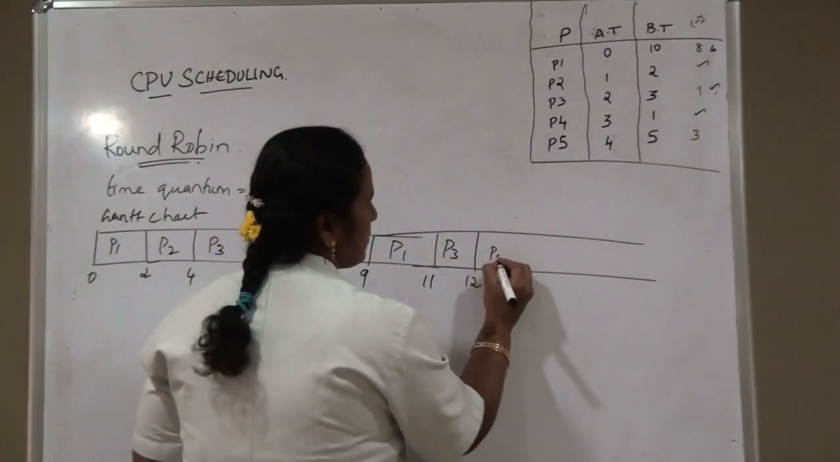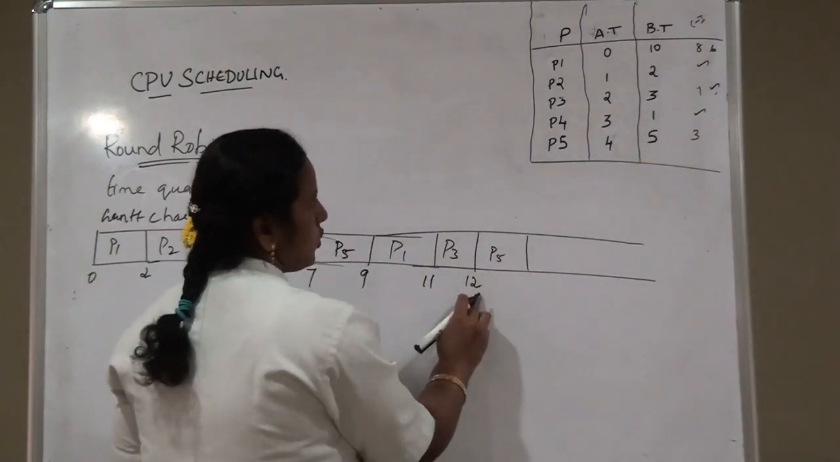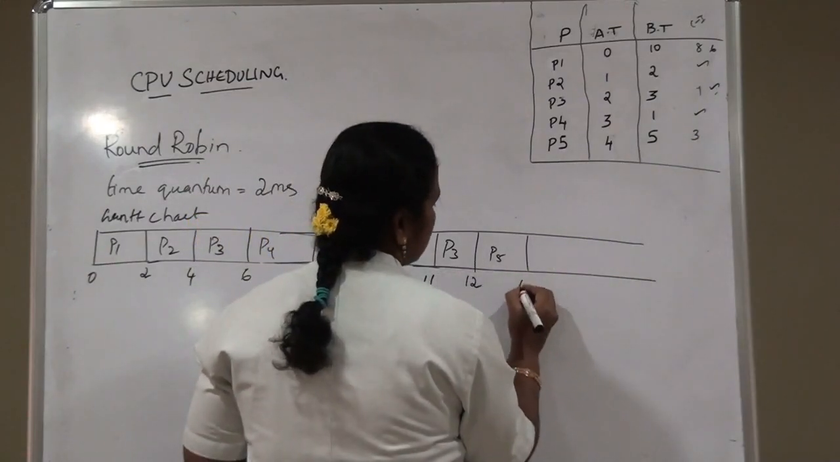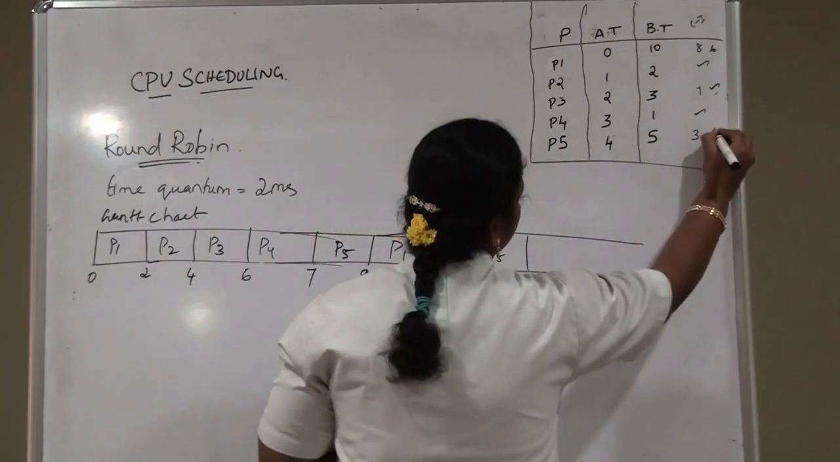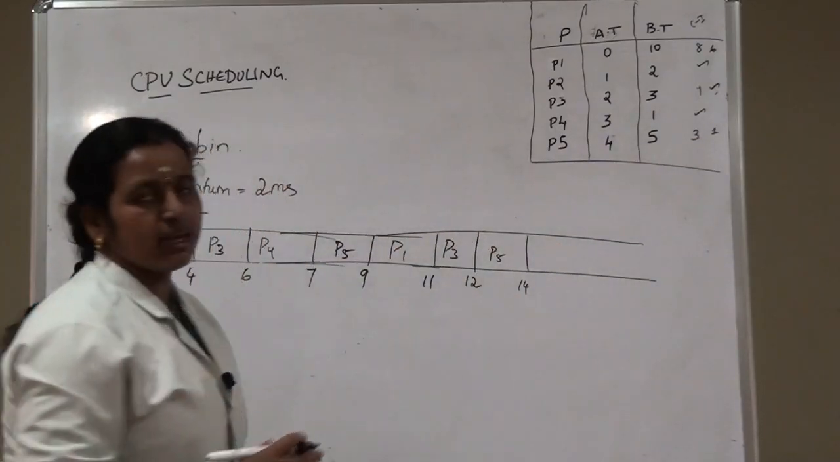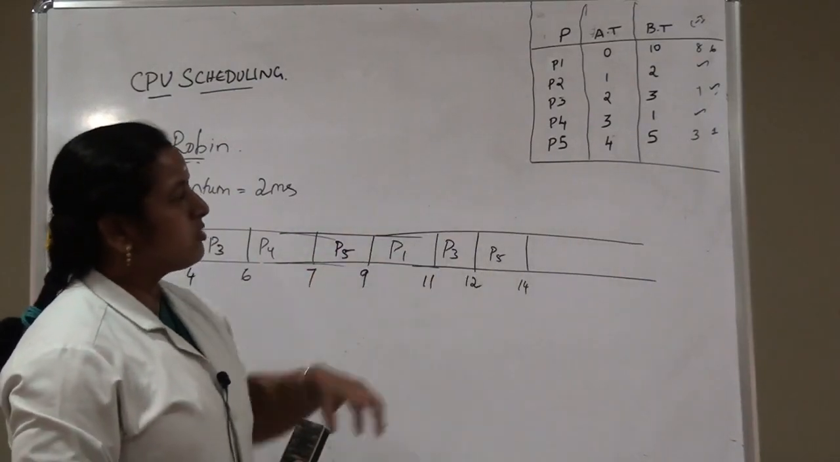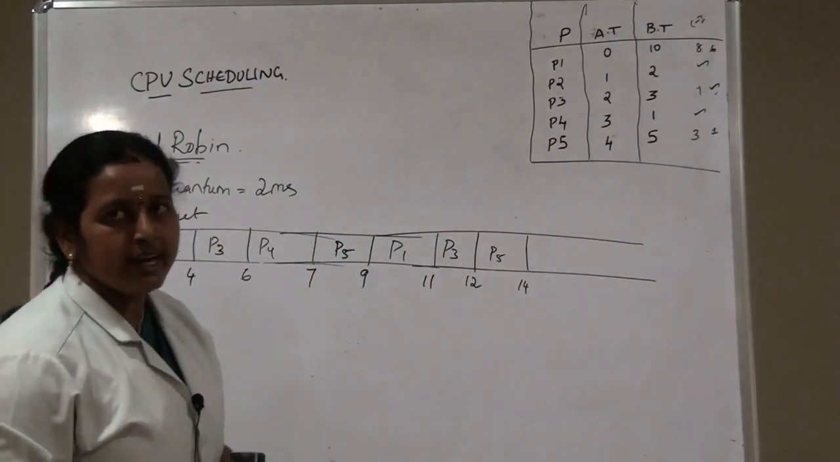Next is process P5, I take. So 12 plus, here I have 3. So 12 plus 2 is 14. Here balance 1 I have. So this is after the second cycle of completion. Process P3 is completed. The rest of the processes are in the waiting state.